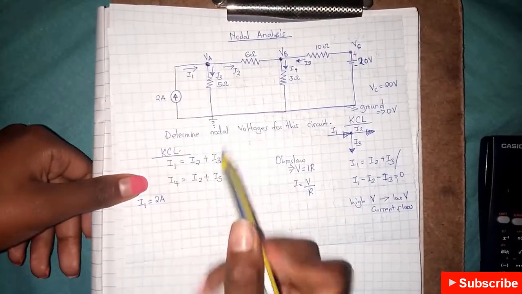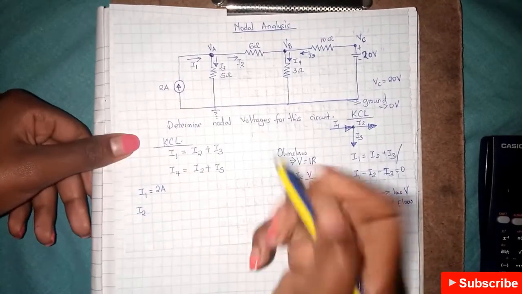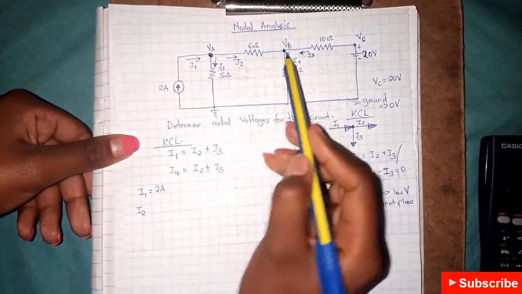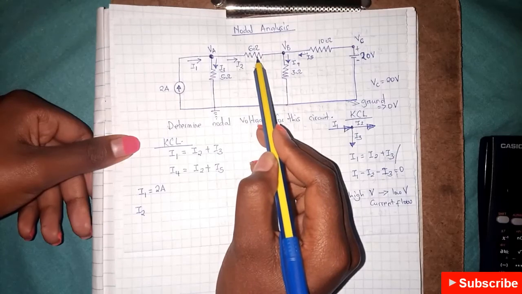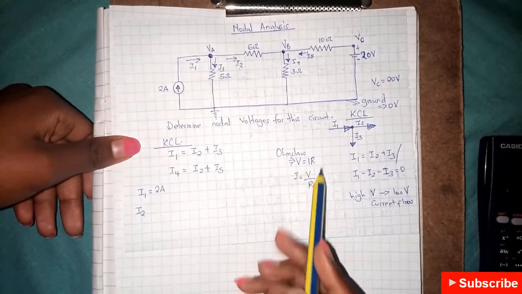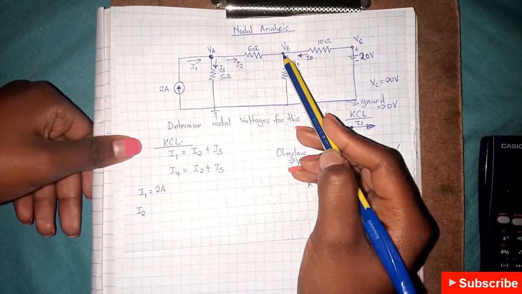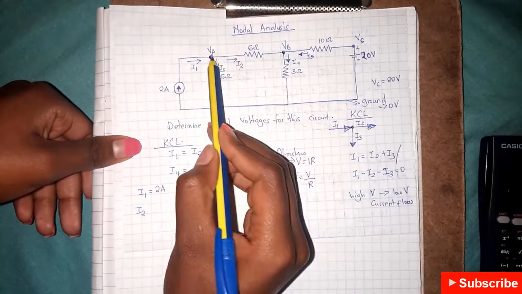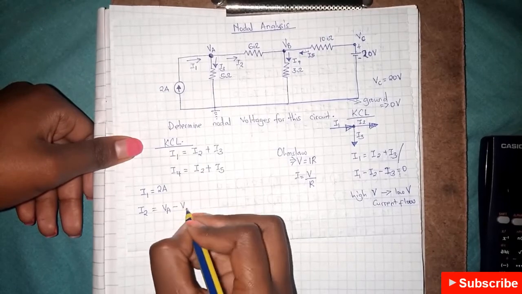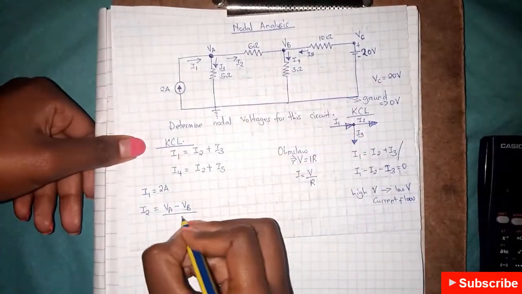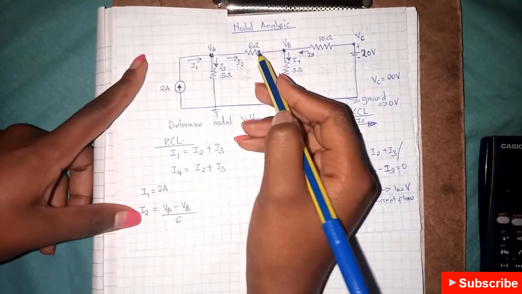Now, I2 will be the voltage difference, okay, divided by the resistor. Now, we've said current moves from a high potential to a low potential, and therefore, for us to find this voltage difference, we have VA minus VB, okay? So VA minus VB over 6.